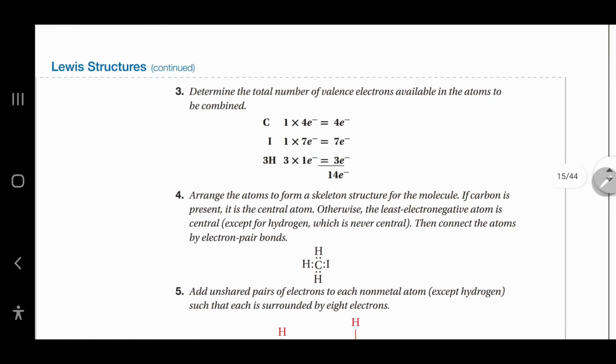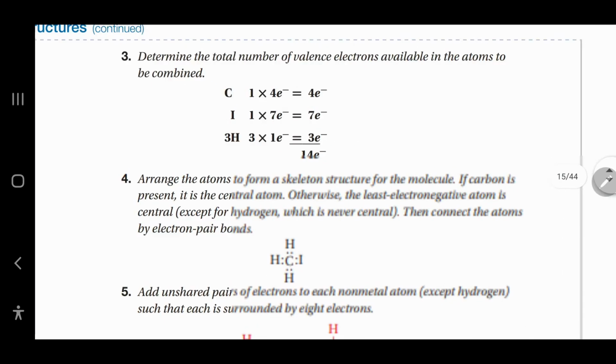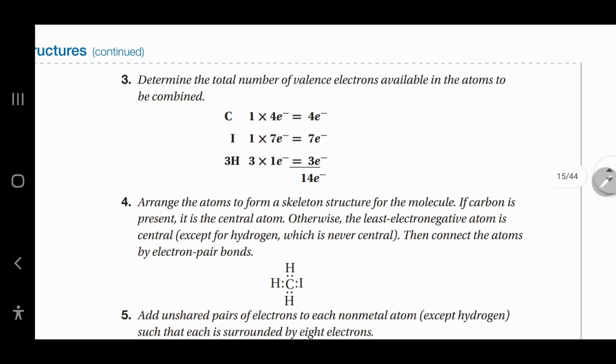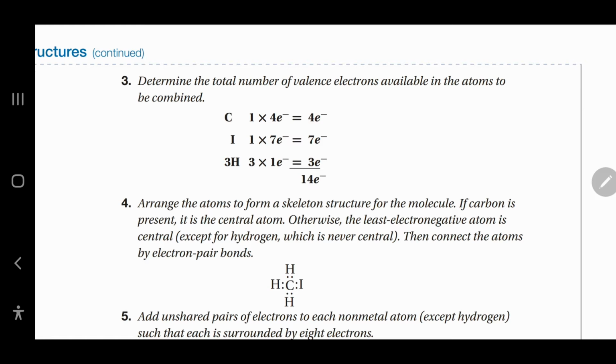Third step, determine the total number of valence electrons available in the atoms to be combined. So we have 4 electrons from carbon, and we have 7 electrons from iodine, and we have 3 hydrogen atoms with 1 electron for each. So 3 atoms times 1 electron equals 3 electrons. The total is 14 electrons.